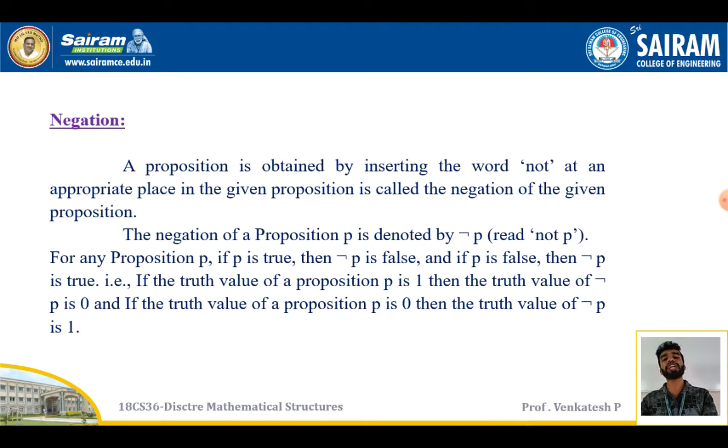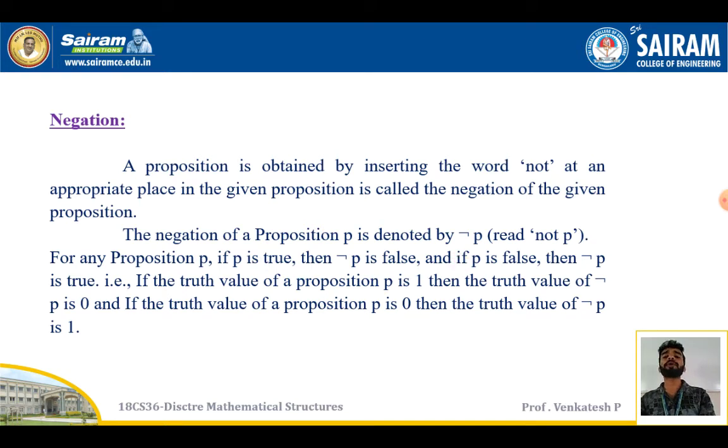The first one is negation. A proposition obtained by inserting the word not at an appropriate place in the given proposition will be called a negation of the given proposition. For example, I am going to consider a proposition P. I apply the negation symbol to the proposition P, which is read as not P. Therefore, the negation of a proposition P is obtained by not P.